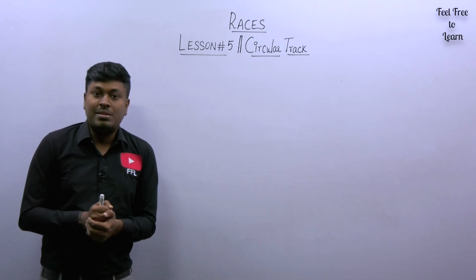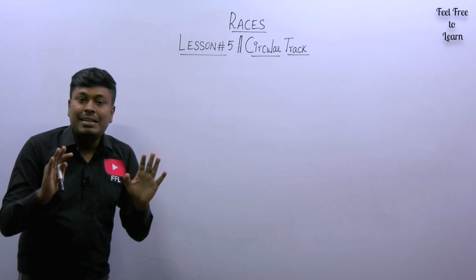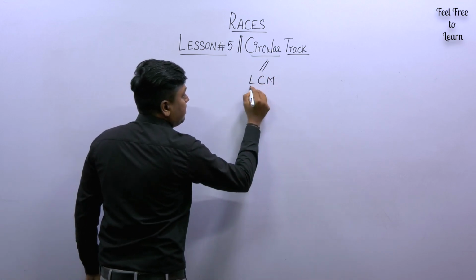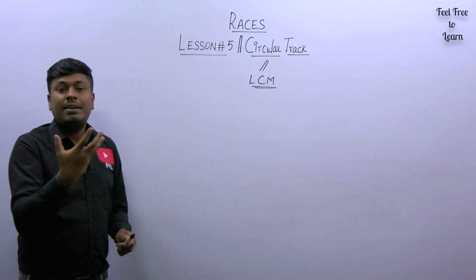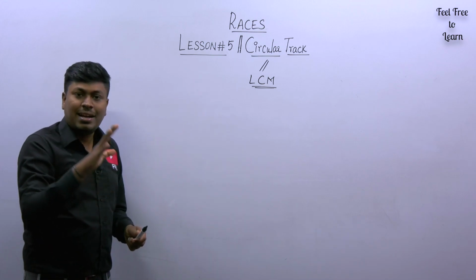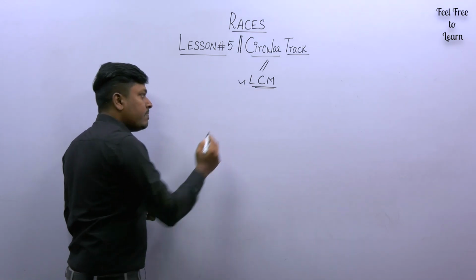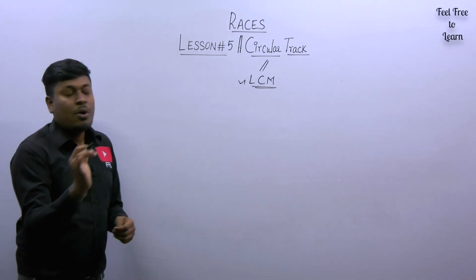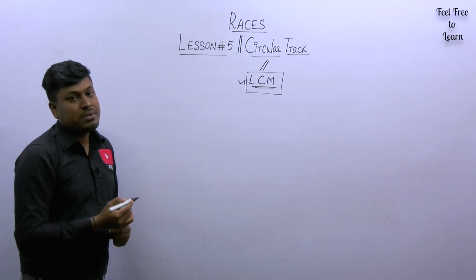But before solving a question, you need to know that 90% of the circular track based questions can be solved only by the method called LCM, least common multiple. They directly take the LCM for the given numbers and find the answer. So solving a question based on a circular track is easy, and 90% of the questions will be solved only by using this LCM method. But before solving all those questions by the LCM method, first you have to know why we are using this LCM method. What is the purpose of it in solving these types of questions?